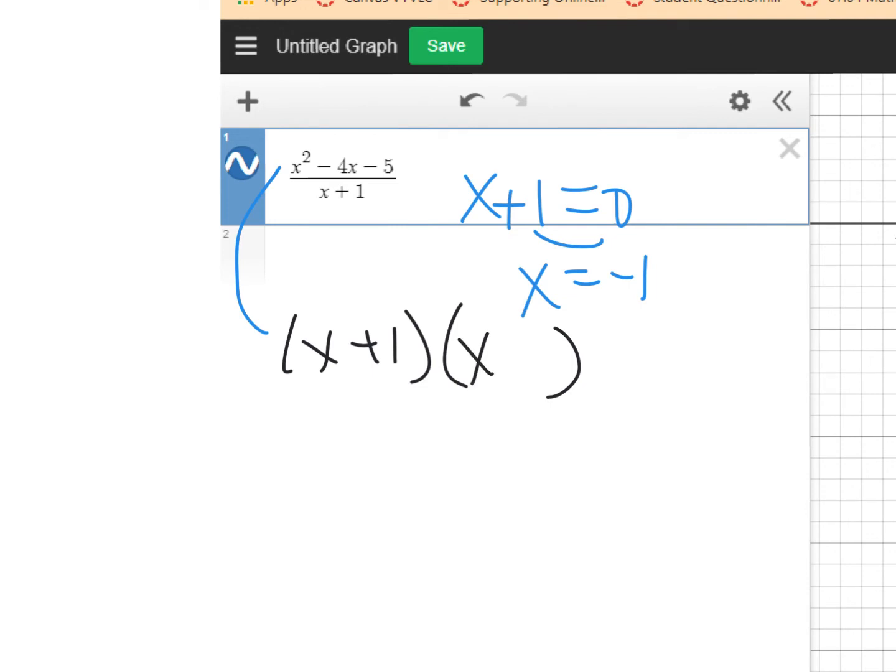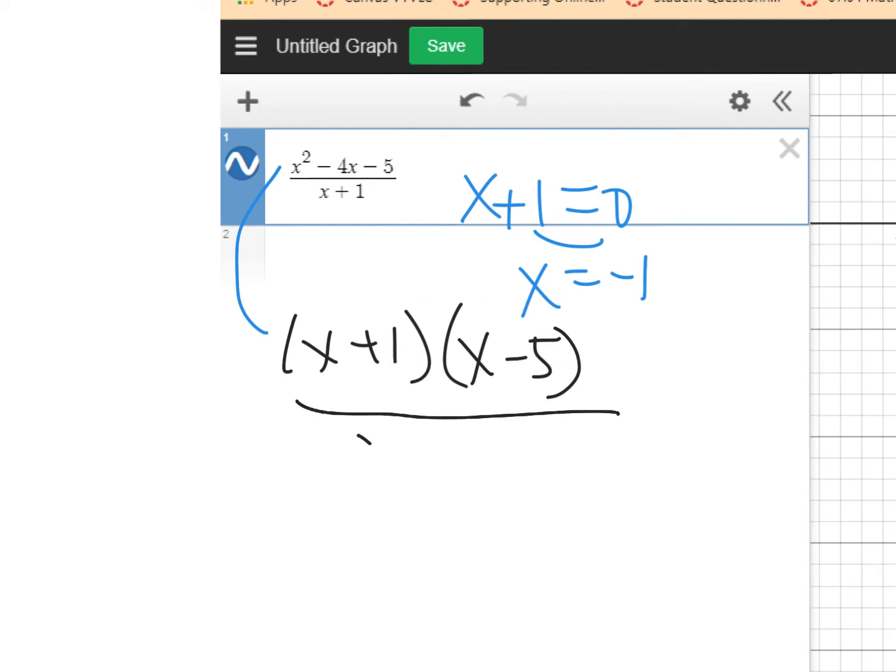And then what multiplies to give me -5 that will add to give me -4? And of course, I already know I've got a 1 here. So if I make this be -5, that's going to tell me when I FOIL it back out, I get x squared minus 5x plus 1x is minus 4x minus 5. So that's how that factors.